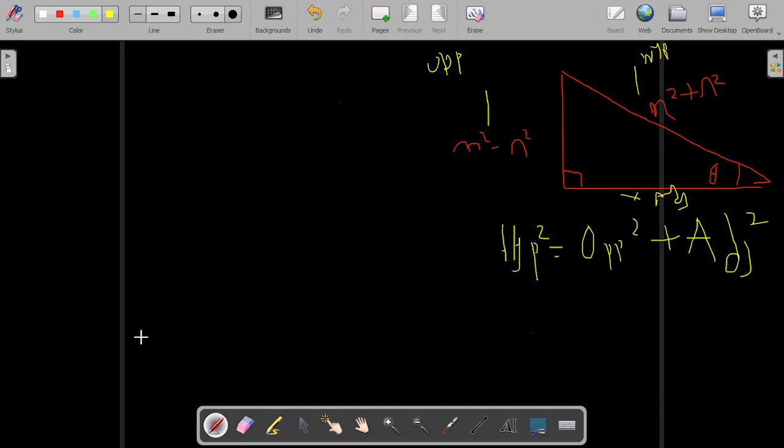So it starts like this. What's the value? Since this is a formula, a theorem, hypotenuse squared, we use this formula to get the value of the adjacent. Again, we use the formula to get the value of the adjacent. So we have that hypotenuse squared, which is m squared plus n squared.